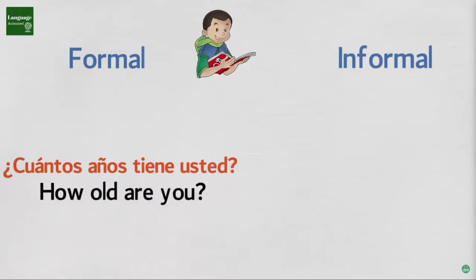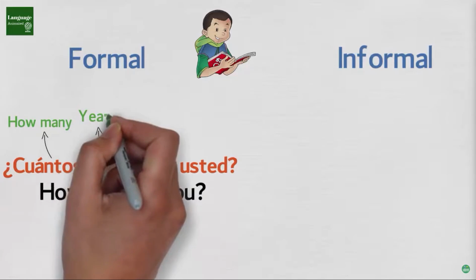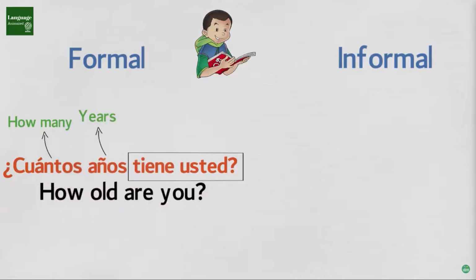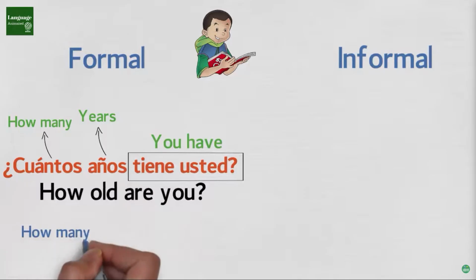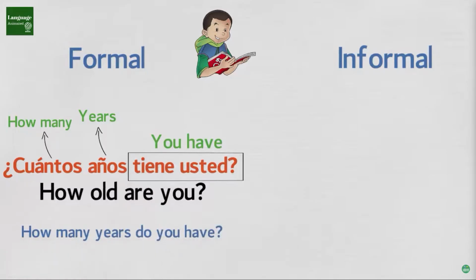The second way of asking age in Spanish is ¿cuántos años tienes? ¿Cuántos años tienes? How old are you? Here it was tiene usted, but here it is tienes, so the first one was formal and the second one is informal.